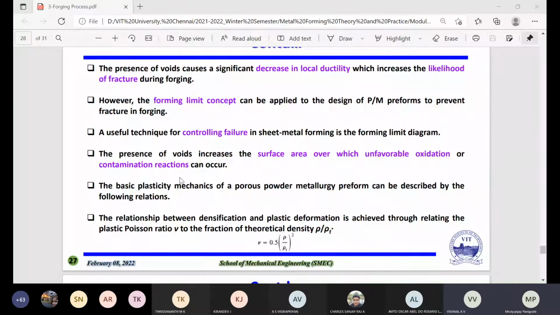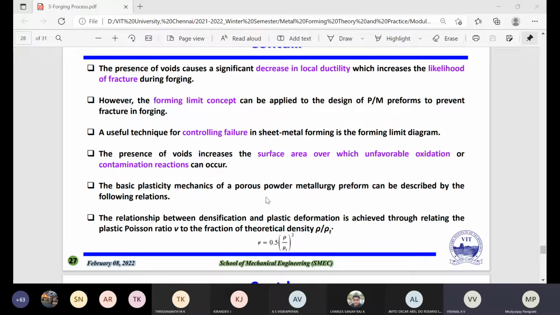Yeah. So the presence of voids increases the surface area, and whenever you have a lot of pores there, there is a possibility of making the powder oxidize. Also some contamination can happen because you have pores. If some contamination goes inside through those pores, then you will not find it in a proper way. So it is recommended that you think properly about all the parameters.